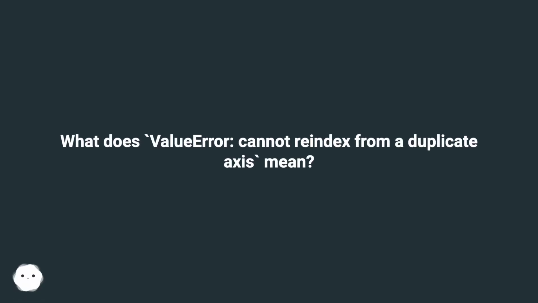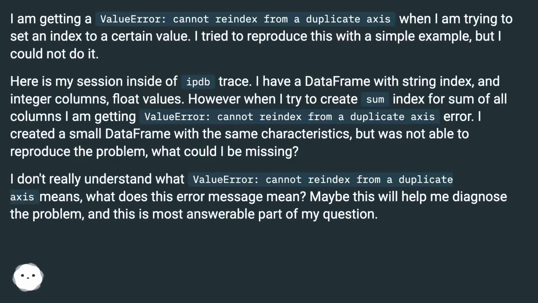What does ValueError: cannot reindex from a duplicate axis mean? I am getting a ValueError: column cannot reindex from a duplicate axis when I am trying to set an index to a certain value. I tried to reproduce this with a simple example, but I could not do it. Here is my session inside of IPDB trace.